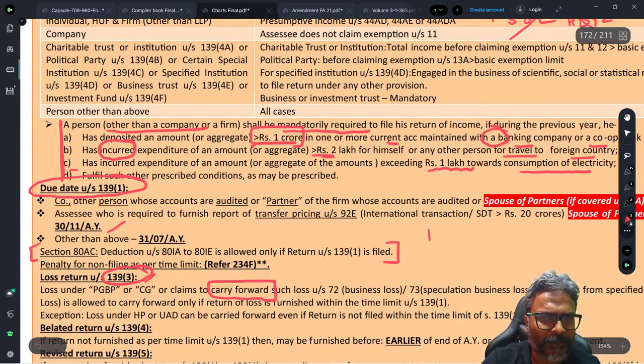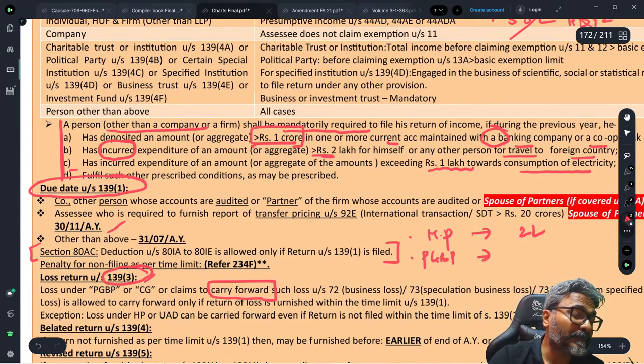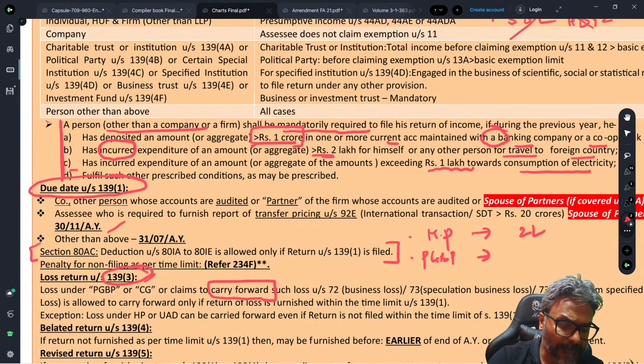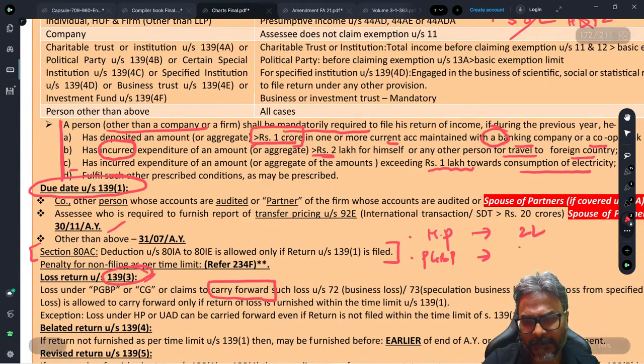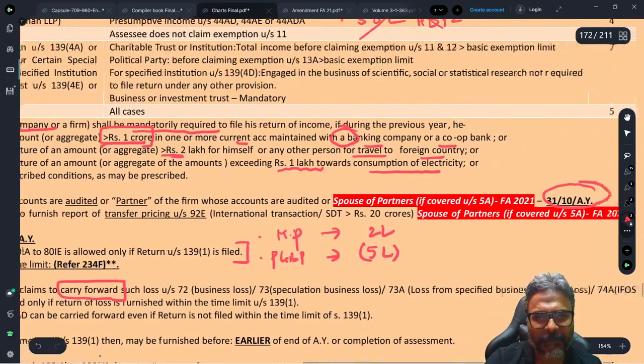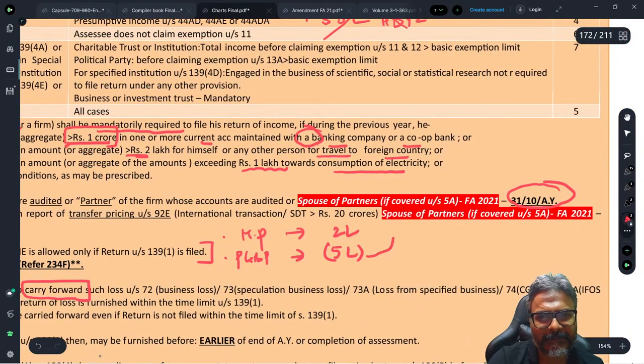So there can be a situation wherein a house property has an income and PGBP has a loss. Now PGBP loss will not include the unabsorbed depreciation. Say PGBP has a loss of 5 lakhs. What happens here, students? Is this set off possible? And the answer is yes. Section 70 is all about the set off. So this set off is possible.